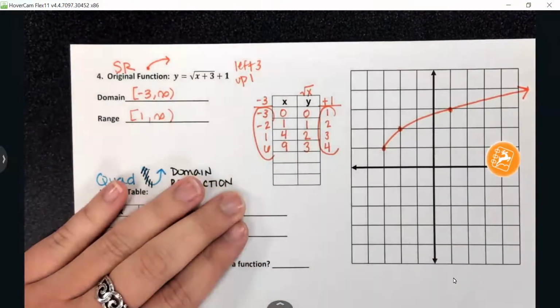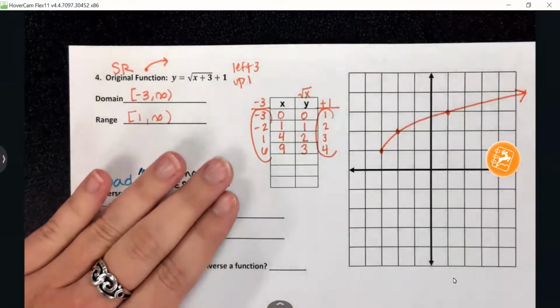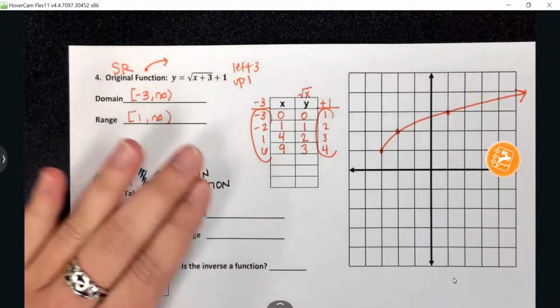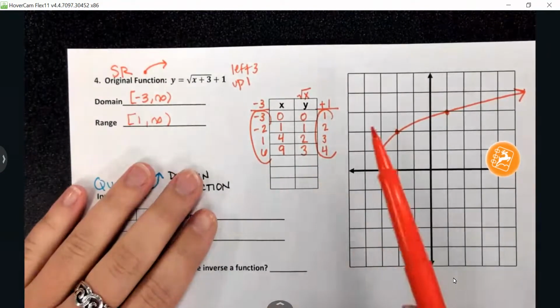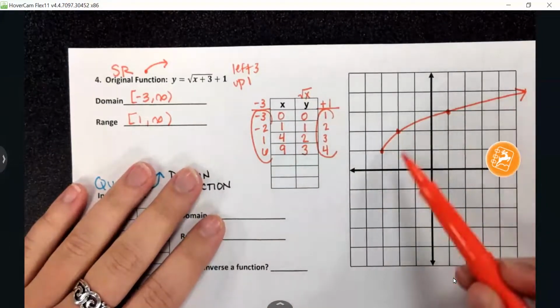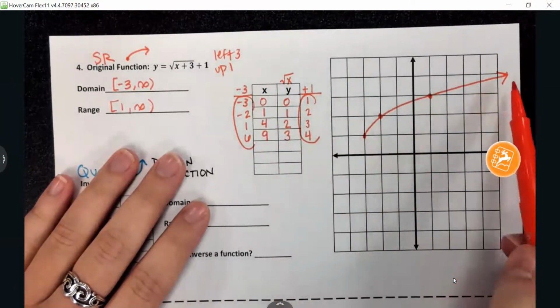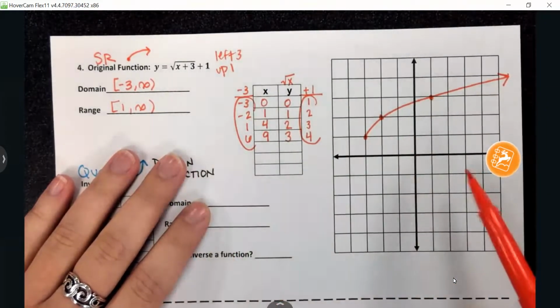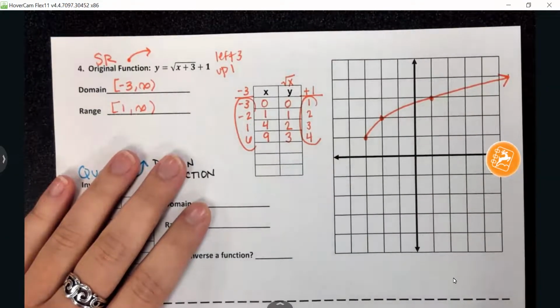Okay. So no part of that graphing is new. That we should all know how to do. And if not, we need to really practice it because it's not going away. So when I graph my original function, I have a domain of -3 to infinity, and I have a range of 1 to infinity. Do we agree?